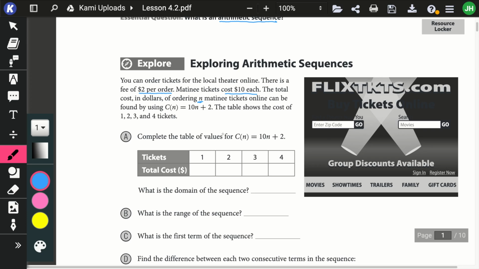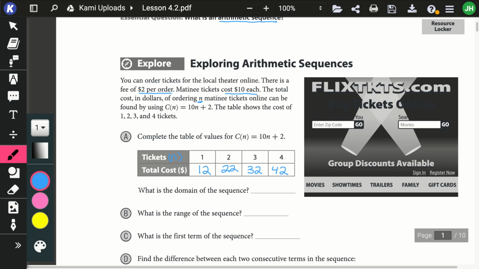So if you bought one ticket, it would cost $10 times 1, here N equals 1, because tickets, this is the N, right? Plus $2. 10 times 1 is 10 plus 2 is 12. If we bought 2 tickets, that's going to be 10 times 2, which is 20, plus 2 is going to be 22. If you bought 3 tickets, 10 times 3 is 30, plus 2 is 32. And then if you bought 4 tickets, I'm guessing you're seeing the pattern. It's 10 times 4, which is 40, plus 2 is 42.